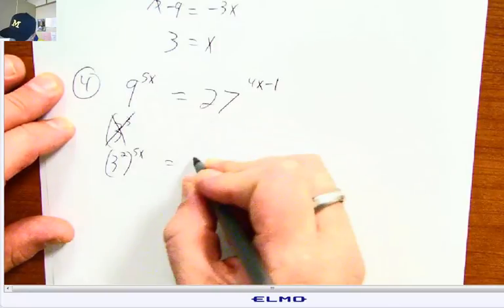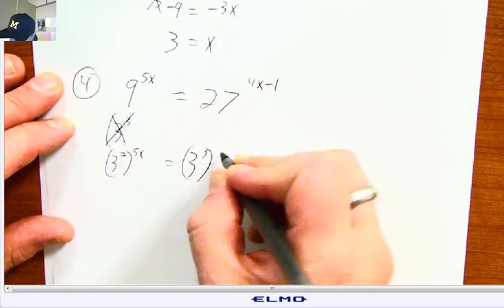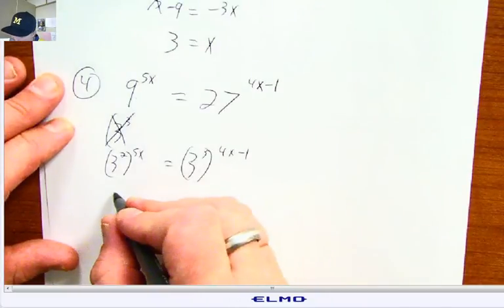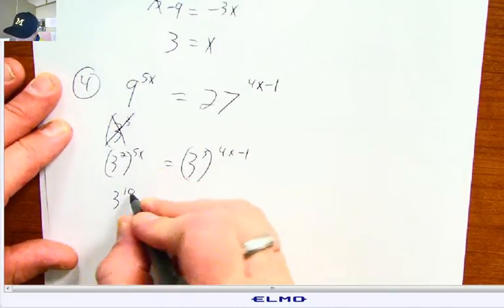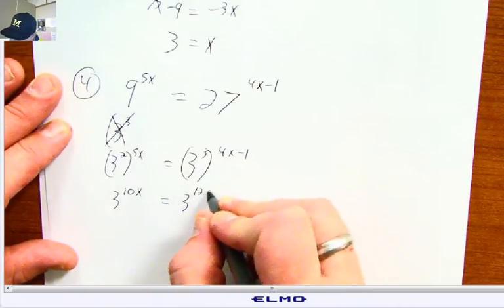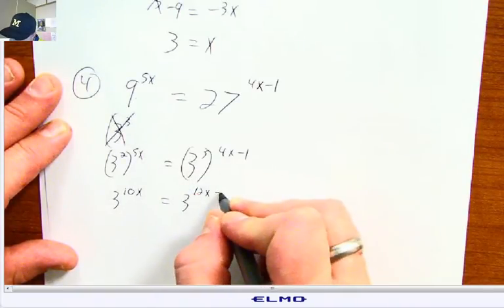I change the 27 to a 3 cubed. And now I distribute, so I have to do this stuff on both sides. 2 times 5x is 10x. Over here, 3 times 4x is 12x, and 3 times -1 is -3.